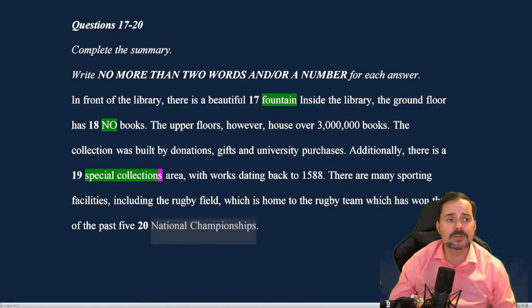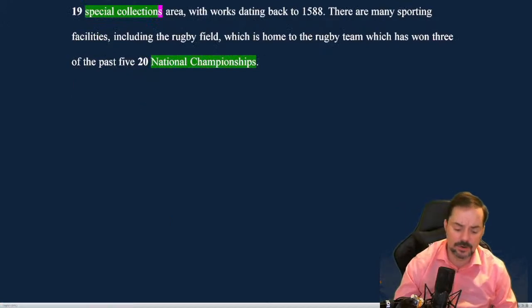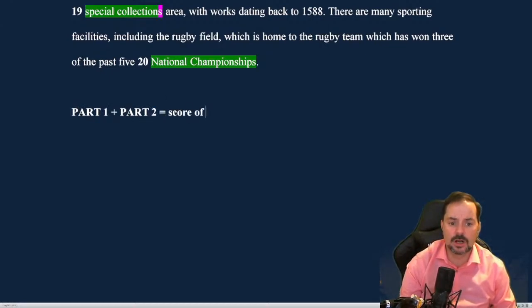How did you do, everybody? So what did you get as your score? Hopefully you got at least 16 or more, okay? So part 1 plus part 2 should equal a score of 16 or more, okay? To get a good band score.